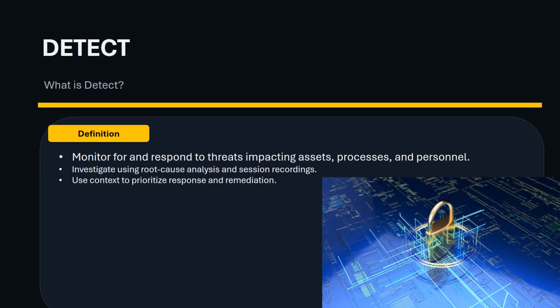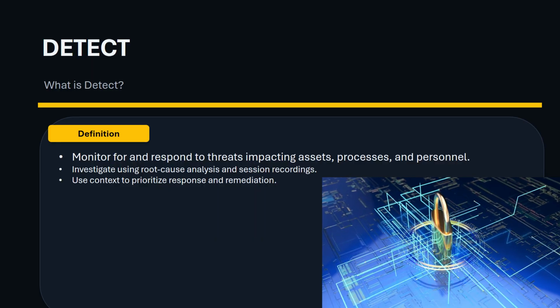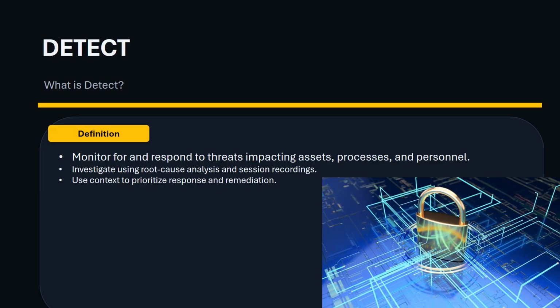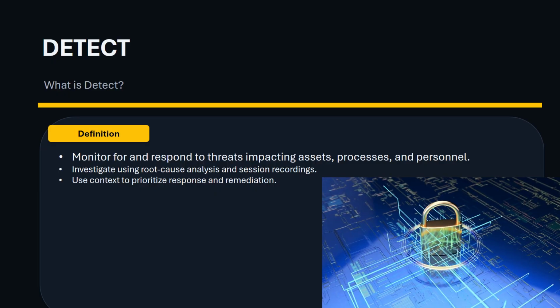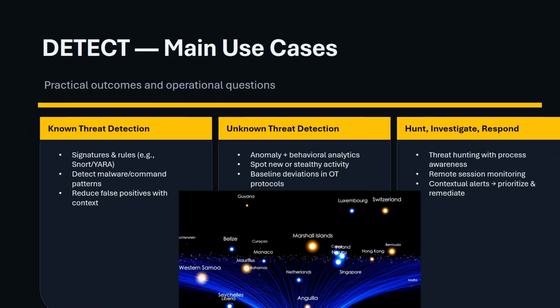The third pillar is detect. This involves monitoring for and responding to threats that impact assets, processes, and people. Root cause analysis and session recordings help prioritize and remediate incidents effectively. Detect covers several use cases.